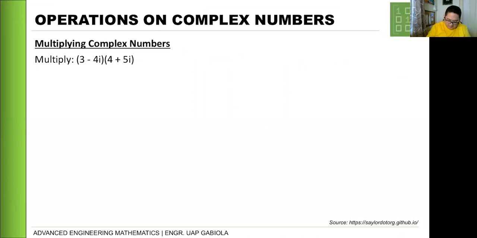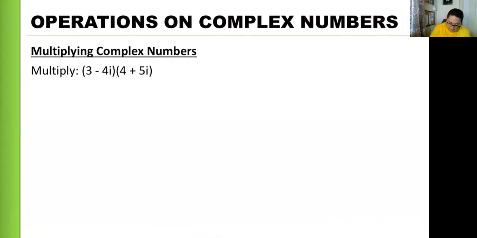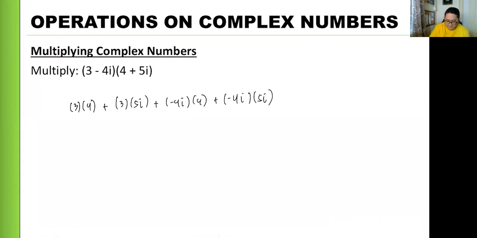Okay, so let's try to solve this one. So, we have ito yung atin. So, we can do yung FOIL method niya. So, yung first natin, 3 times 4 plus yung outer natin, 3 times 5i plus yung inner natin, so negative 4i times 4. And then yung last natin as negative 4i times 5i. Okay?